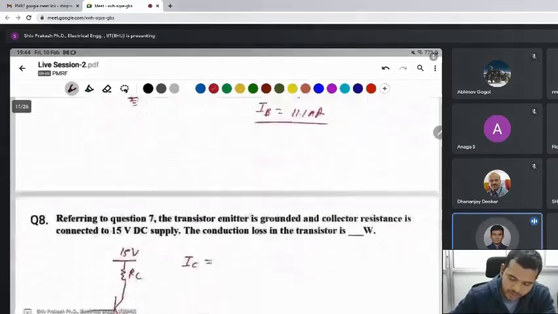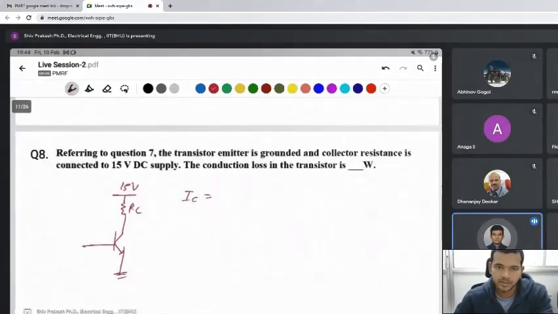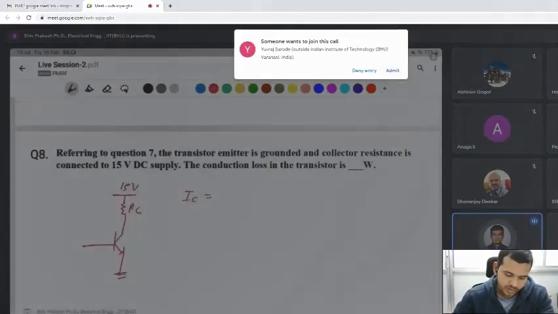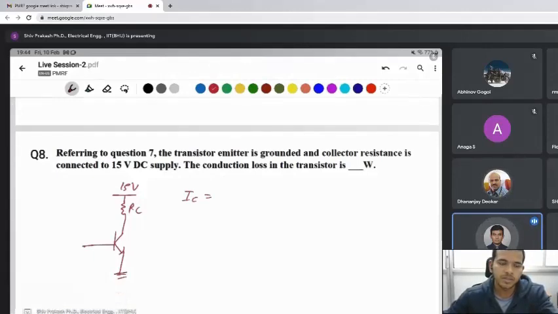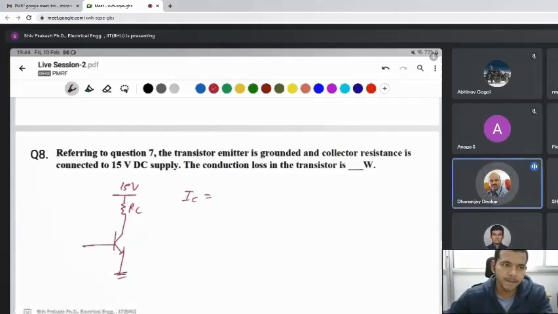One thing I want to say is that in our question it's referring to question number 2, sir. That's why I didn't get the answer. If you see that assignment, it's written referring to question 2, sir. That's why we got a different answer.